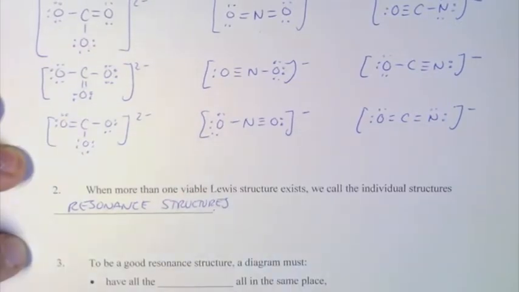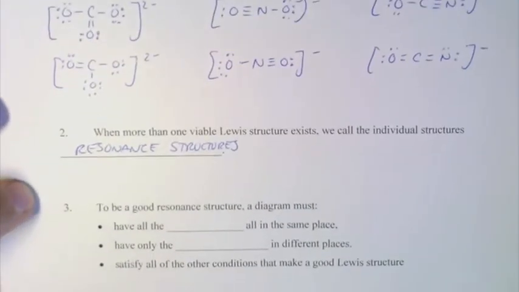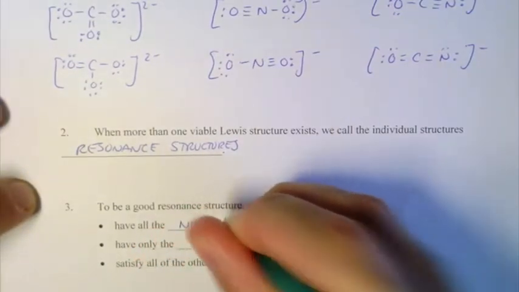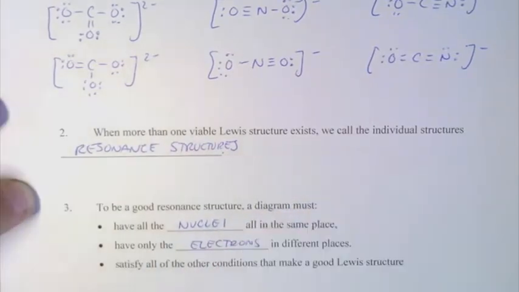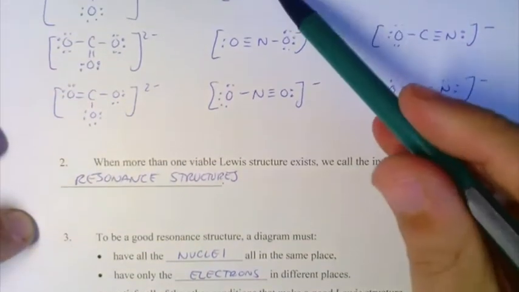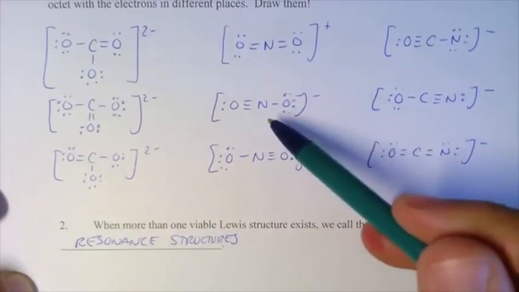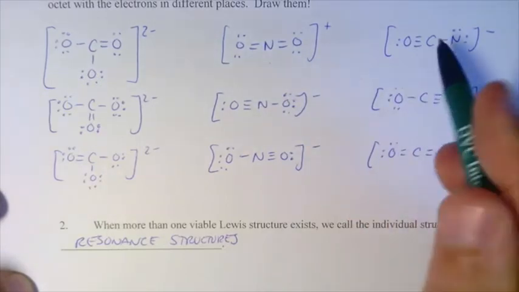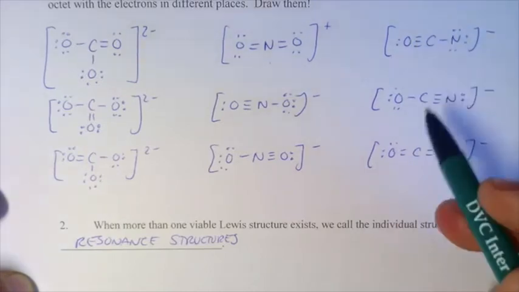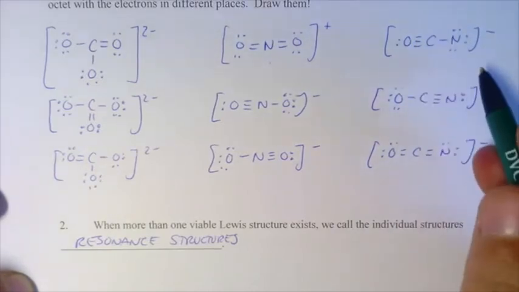Now, to be a good resonance structure of another structure, so for instance, for these 3 to all be considered good resonance structures, there are a couple of conditions that have to be met. Namely, to be a good resonance structure, a diagram must have all of the nuclei in the same place and only the electrons moving around. So for example, it wouldn't be a resonance structure of this if I suddenly put an oxygen in the center and moved the nitrogen to the outside, or if I just took this structure and flipped the whole thing 180 degrees. It wouldn't be considered a resonance structure.